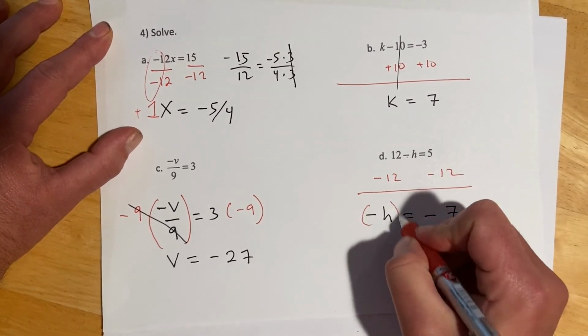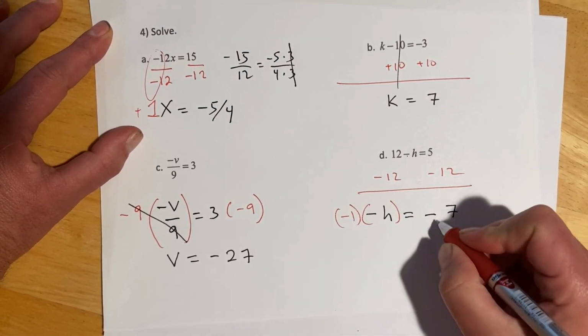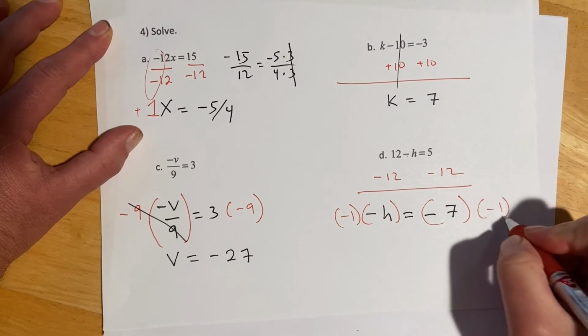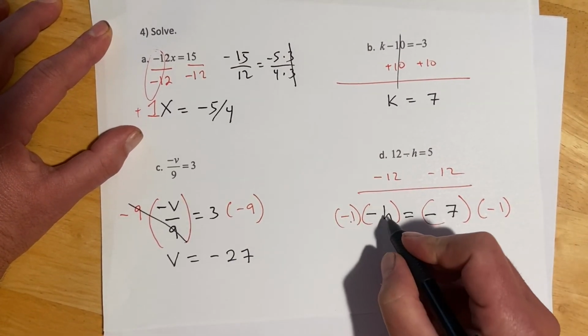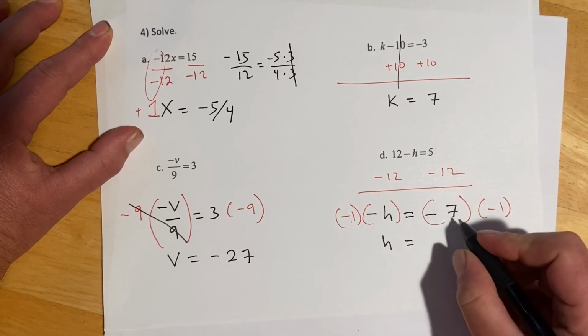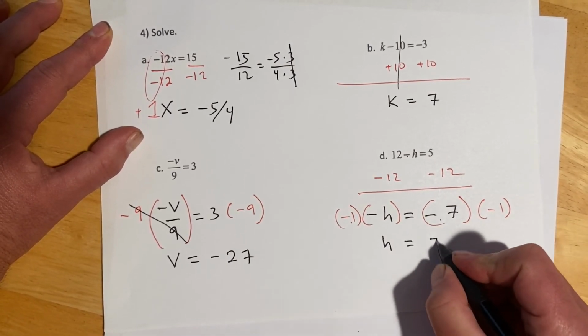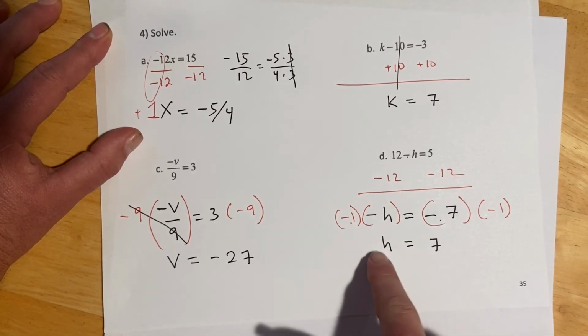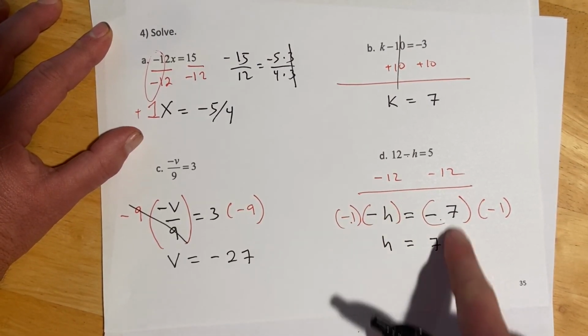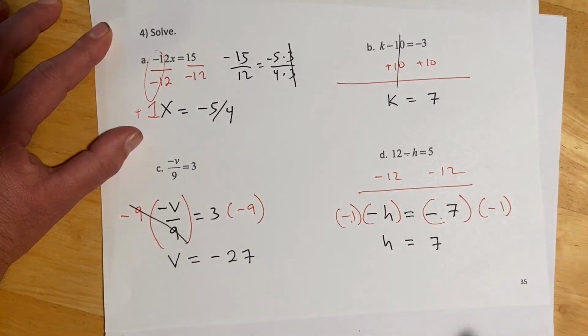You don't have to show this step, but what I'm doing is multiplying, or you can think of it as dividing, either one would work fine, both sides by -1. So then negative and negative makes positive H, negative and negative makes positive 7. And certainly you could just look at that and say negative H is -7, so then positive H must be positive 7. But that's why that works.